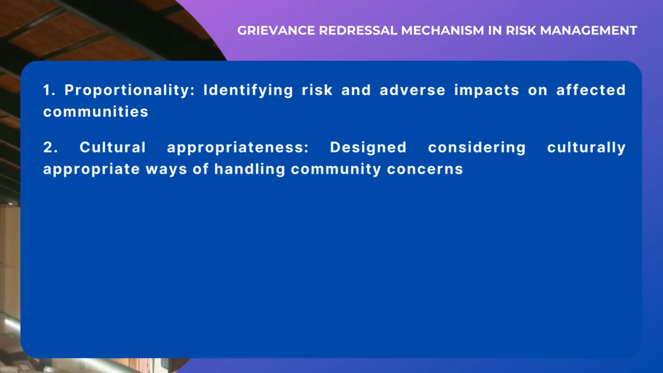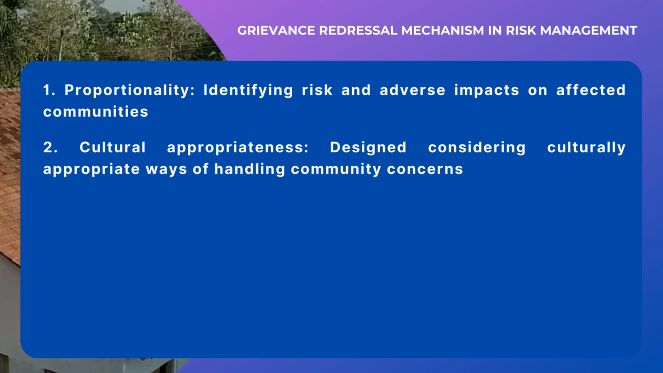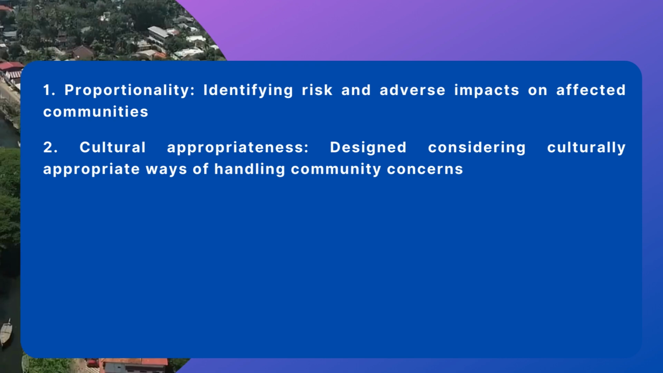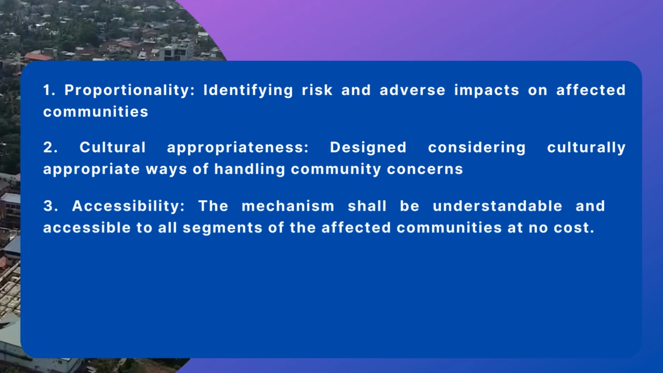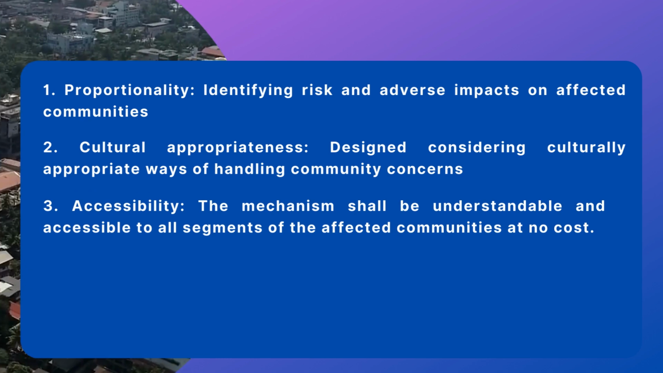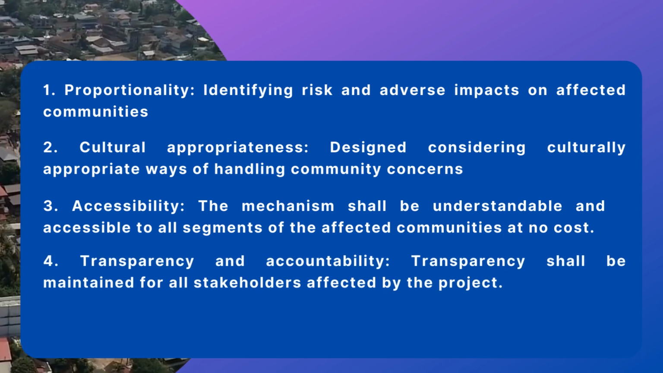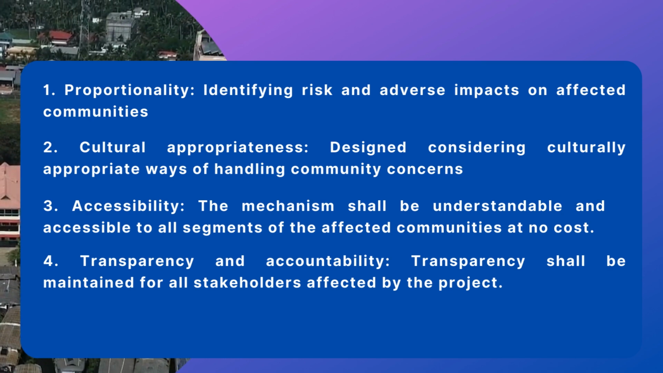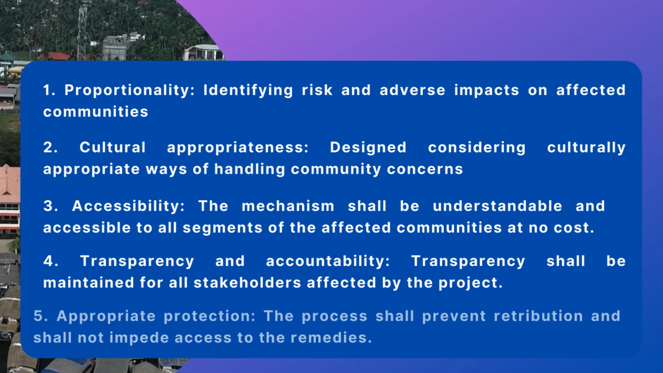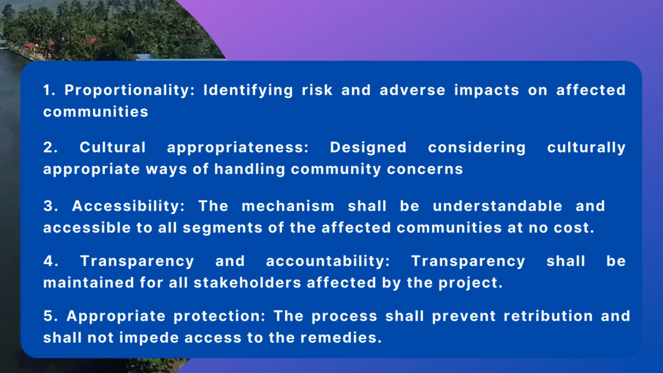The second one is cultural appropriateness, that is, design considering culturally appropriate ways of handling community concerns. Third one, accessibility. The mechanism shall be understandable and accessible to all segments of the affected communities at no cost. Fourth one, transparency and accountability. Transparency shall be maintained for all stakeholders affected by the project. And final one is appropriate protection. The process shall prevent retribution and shall not impede access to the remedies.